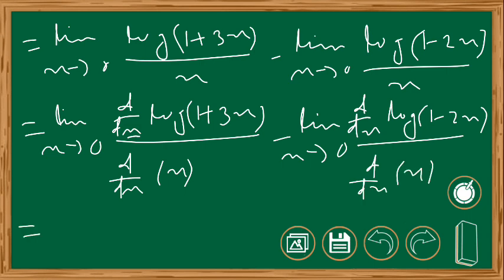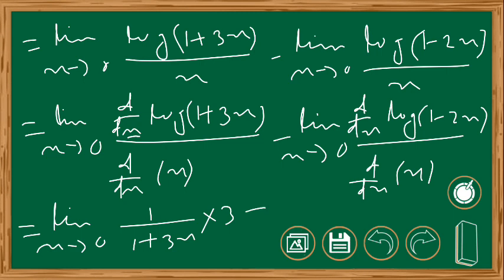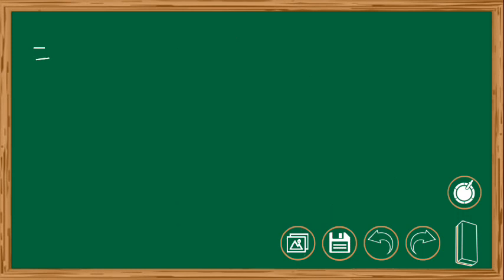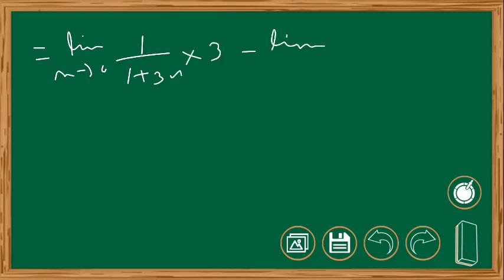Now if I find the derivative, limit x tends to 0, this derivative will be 1 by 1 plus 3x multiplied by 3, minus 1 by 1 minus 2x multiplied by minus 2. Let me write it once again. Here I have limit x tends to 0 of 1 by 1 plus 3x multiplied by 3, minus limit x tends to 0 of 1 by 1 minus 2x multiplied by minus 2. Okay.